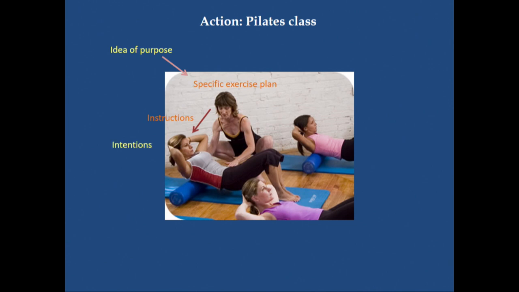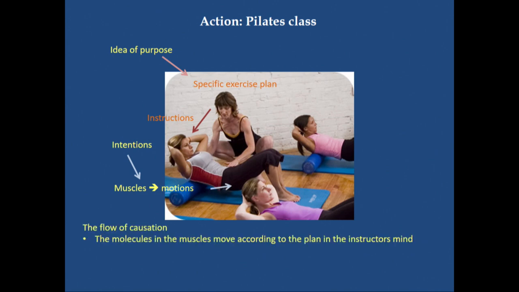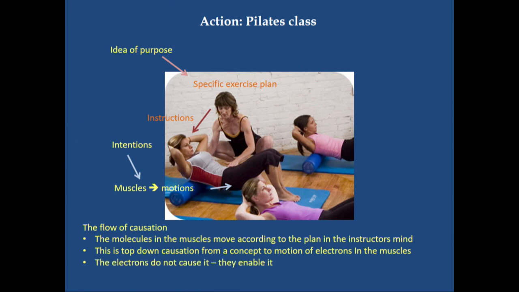That person then forms intentions which flow down to the muscles and lead to motions of the muscles. And so the flow of causation is that the molecules and the muscles move according to the plan in the instructor's mind. Well, more or less, okay. This is a top-down causation from a concept to motion of electrons in the muscles. The electrons do not cause what happens, they enable it.